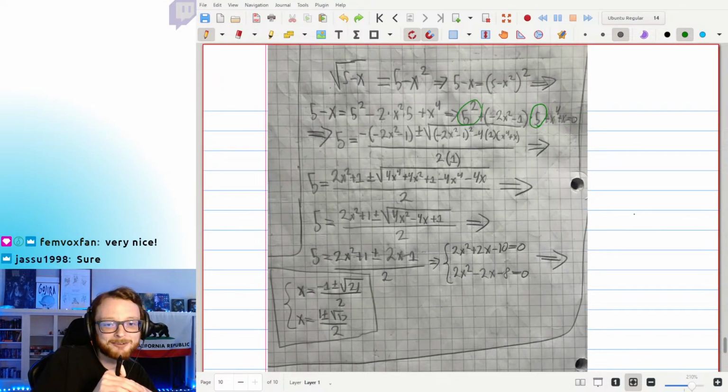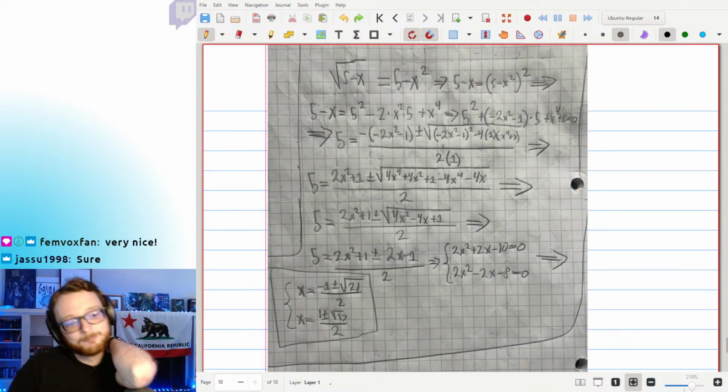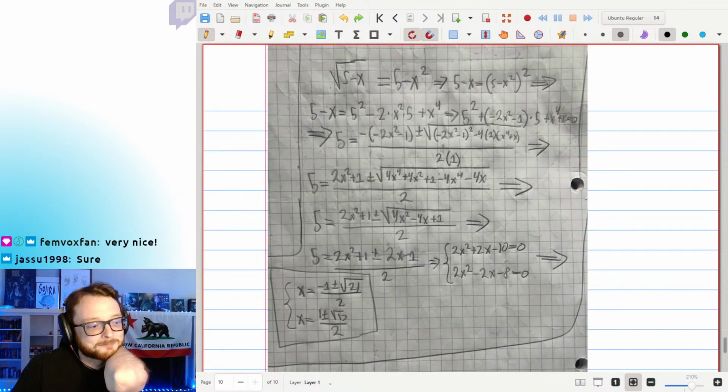I've never thought to do this. I could see potentially missing out on solutions if you end up with an x in the denominator. Like if that was 5 squared times x, maybe you might miss out on x equals 0. But I don't see why you couldn't do this. Like, why does this work? Because it's just all numbers. X is just a number. It's not a special one.